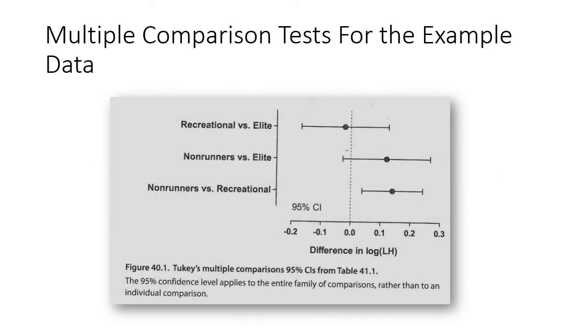So looking at this, we can actually do the comparison between the different groups here, right? Because we're looking at differences between the groups, 0 would be considered the mark of significance. Here are my confidence intervals, and notice I'm doing each comparison: recreational versus elite, non-runners versus elite, and then non-runners versus recreational, right? What you can see here is that if the confidence interval crosses 0, because I'm looking at differences, I'm doing one subtracted from the other.